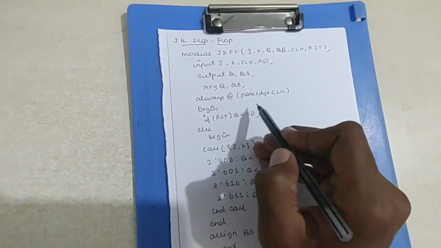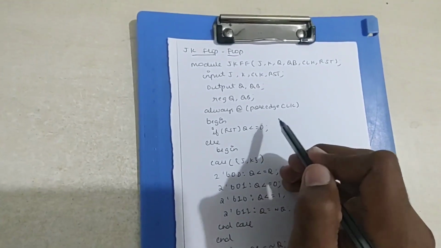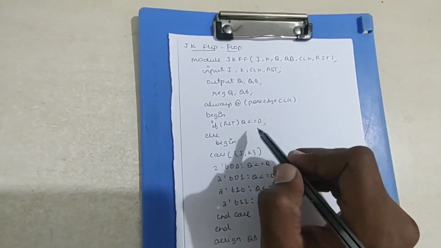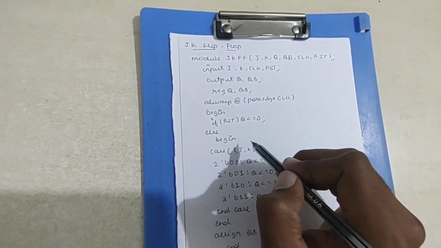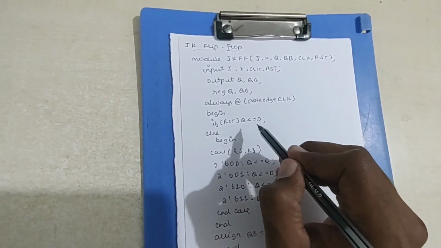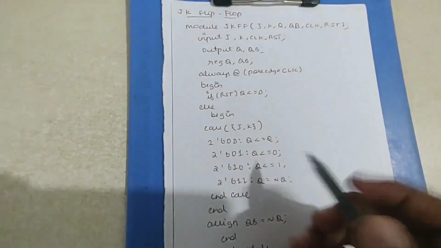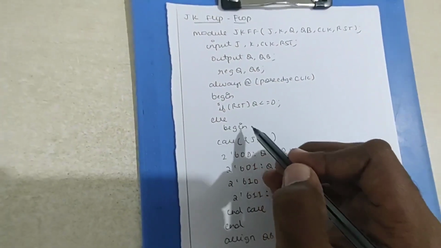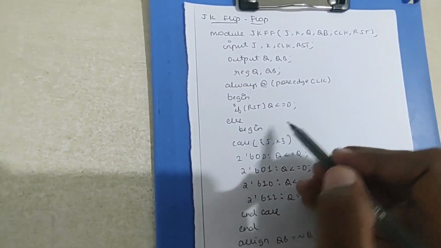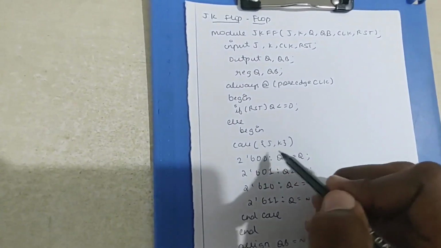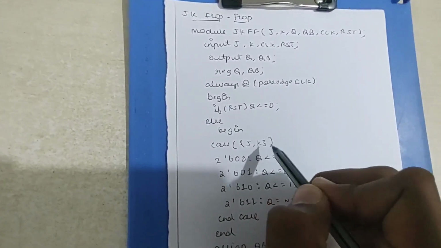Always @(posedge CLK): this block indicates that the block is triggered on the positive edge of the clock signal CLK. If the signal RST is asserted, the flip-flop is reset and Q is set to 0. Else, if RST is not asserted, it enters the else block and checks the values of the J and K inputs.